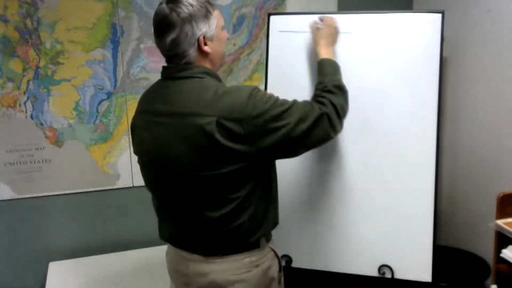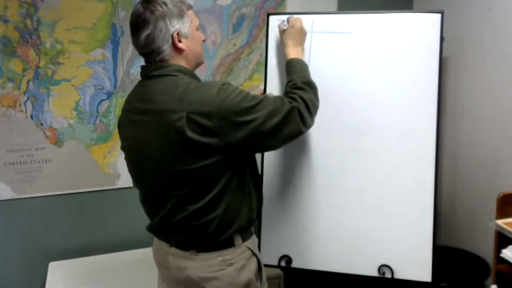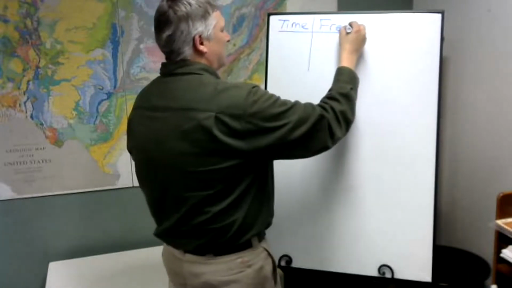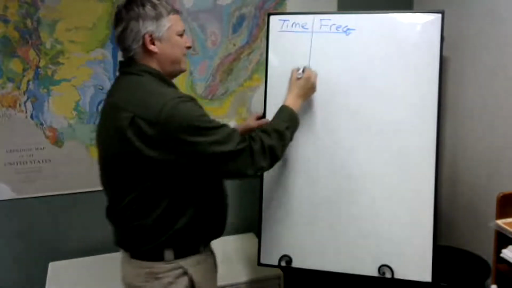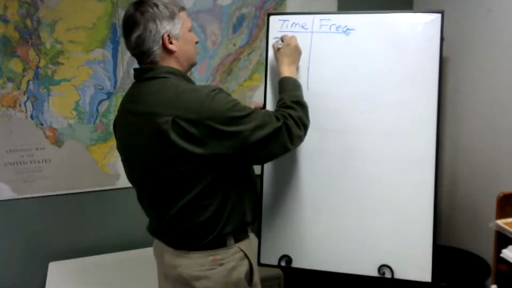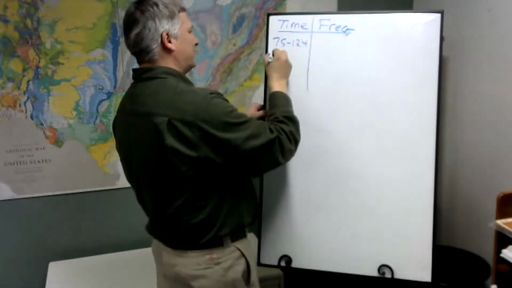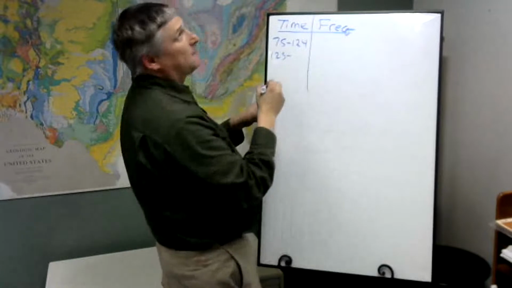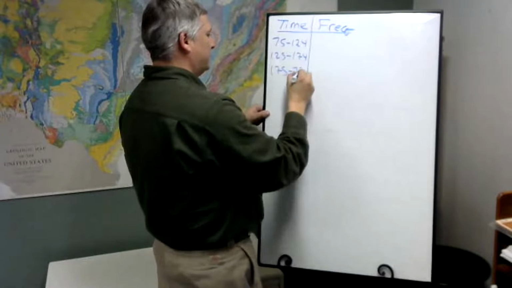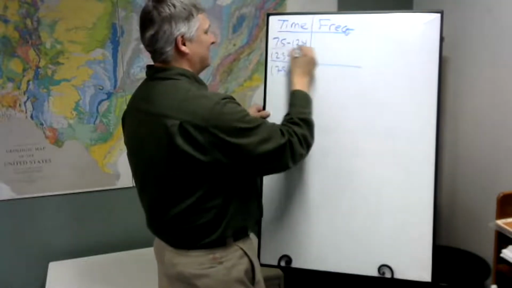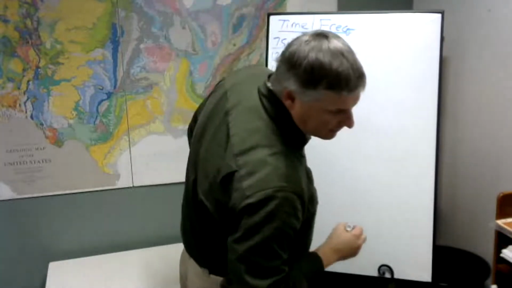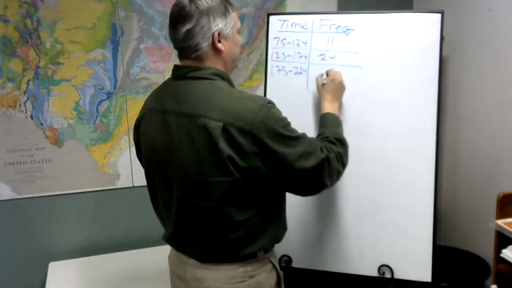So let's say we have our frequency chart. And let's say we have, let's just use the first three classes. 75 to 124, 125 to 174, 175 to 224. Hopefully this will fit. And the frequencies were 11, 24, 10.